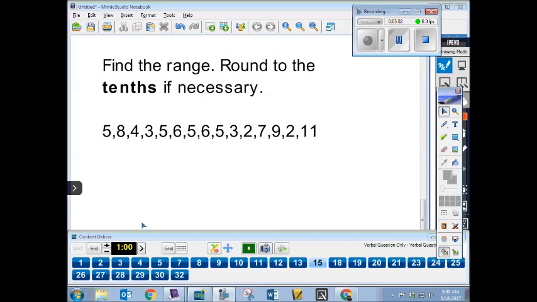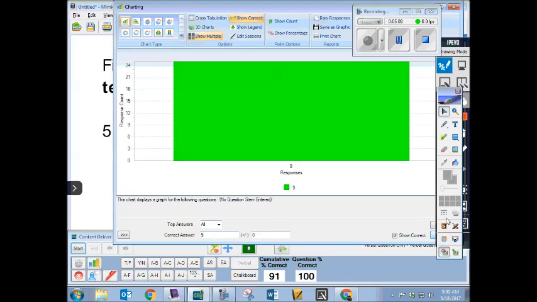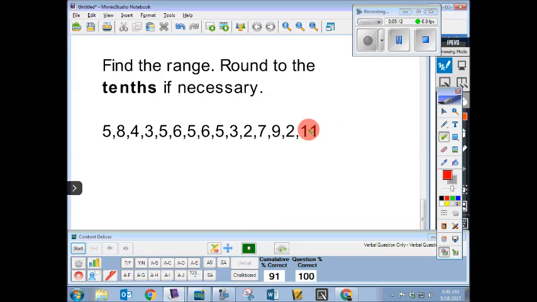All right, so range, once again, something we've been doing all year. Everybody said 9. That's really good. Nice job. Absolutely. Okay. It's the maximum minus the minimum. So you know the maximum there was 11. Your smallest number was 2. So that maximum minus minimum is going to give you your range.